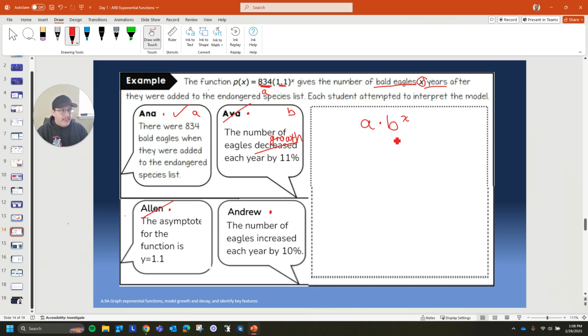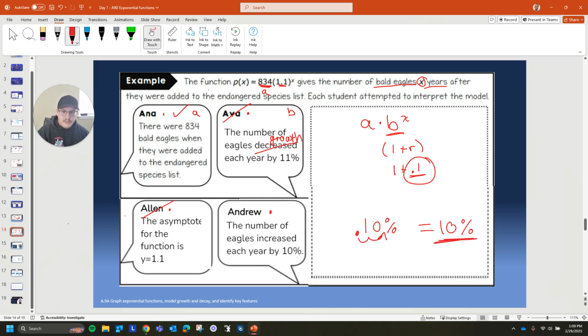That inside, that parentheses part, the B value, since this is growth, is 1 plus R. Well, what is that R value? So 1 plus what will give me 1.1? 1 plus 0.1. This is our percentage. What is this decimal as a percent? Well, to get the percent, we could take 0.1, move the decimal to the right twice, fill in any zeros, and then add a percent, and this will be 10%.